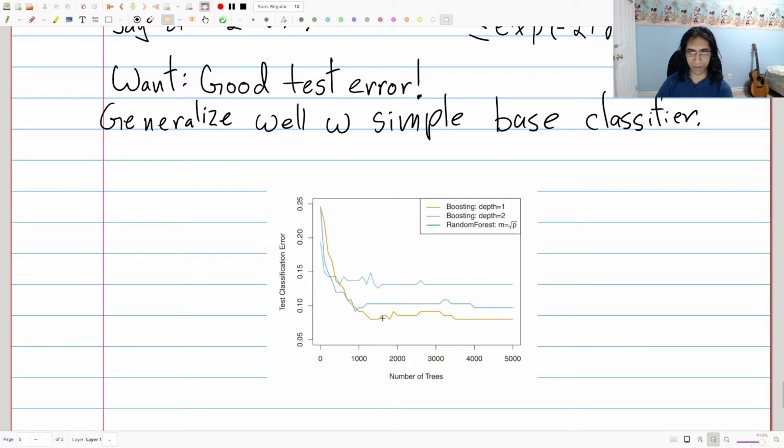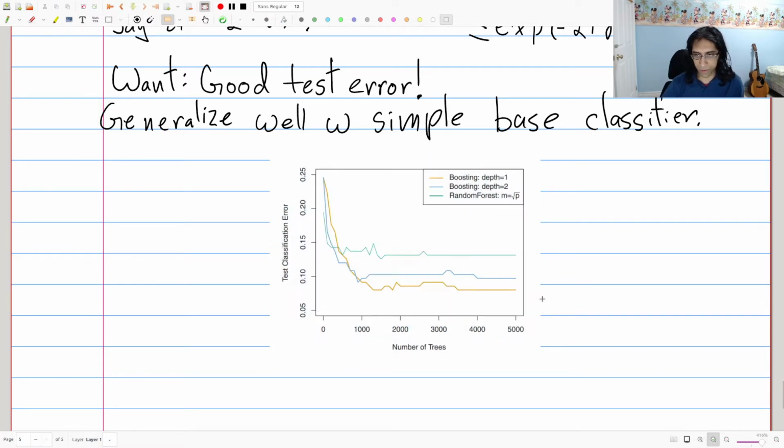But you can see that boosting with either depth 1 or depth 2, where depth refers to the depth of the decision tree, using those as the base classifiers does much better than random forests using the rule that we described, where you pick the square root of the dimension number of different features and split on the best one there. So you can see that boosting can be better than bagging in certain cases. You can also find the opposite, I'm sure, in certain settings as well. But this is just to show you that this kind of works in some cases.